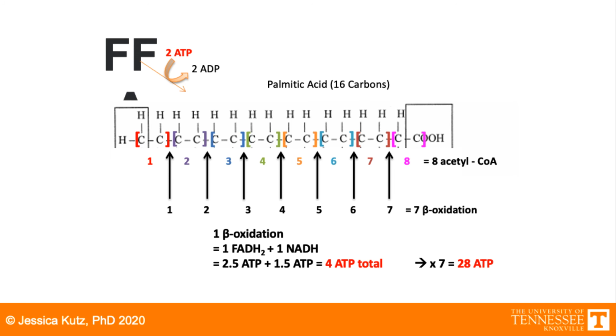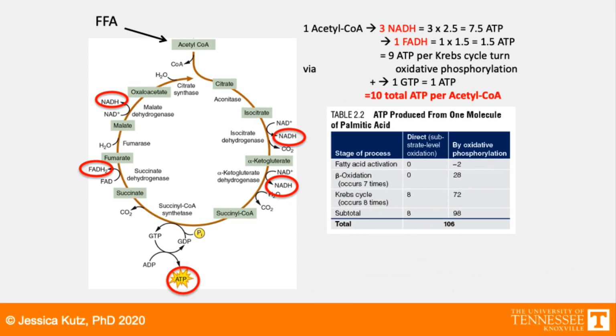Remember, the shorthand to get here was to take our 16 divided by 2, that gives you 8 acetyl-CoA, minus 1, that gives you 7. That means 7 times you're going to go through beta oxidation. So next we're going to take our 8 acetyl-CoA molecules and put them into the Krebs cycle. So remember, with each turn of the Krebs cycle, we'll get 3 NADH molecules, 1 FADH molecule, and 1 GTP molecule. I showed you math on how to do that in the previous section.